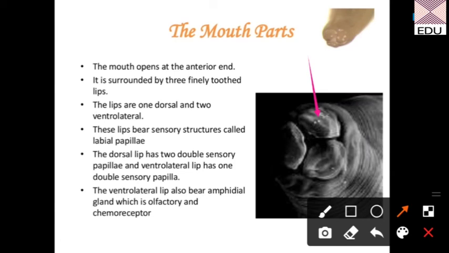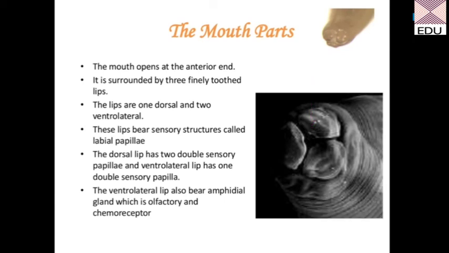Now the ventrolateral lip also bears the amphidial gland. This is a very, very important thing. The amphidial gland is a chemoreceptor, and this gland opens outside on the ventrolateral lip. The opening is also called the amphid, A-M-P-H-I-D. So if we take these ventrolateral lips, what do they have? They have one double papilla, one single papilla, and one amphid each. This is the case of the ventrolateral lips. And if we talk about the dorsal lip, it has two double papillae. So this is the arrangement of the papillae on the lips of the Ascaris.